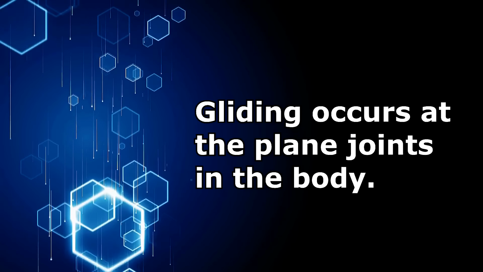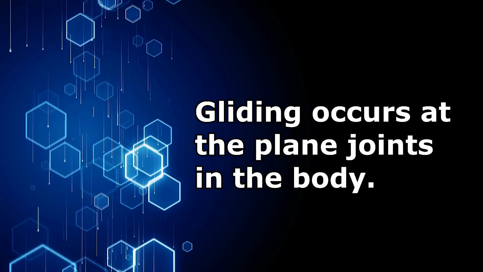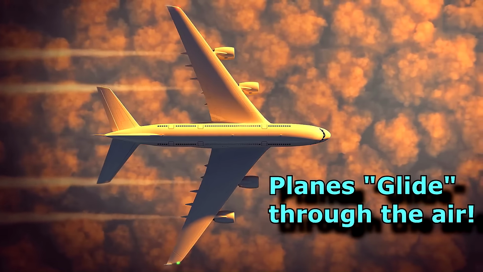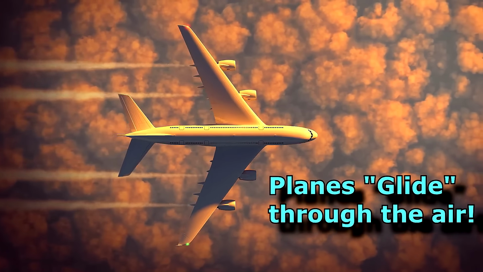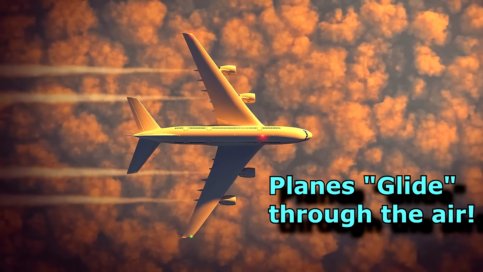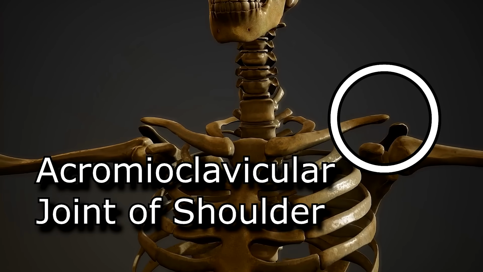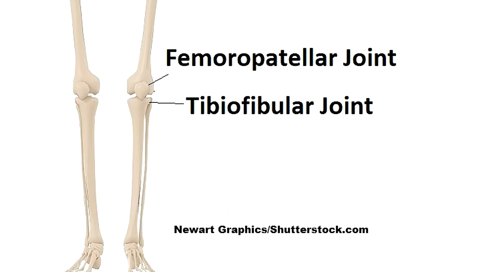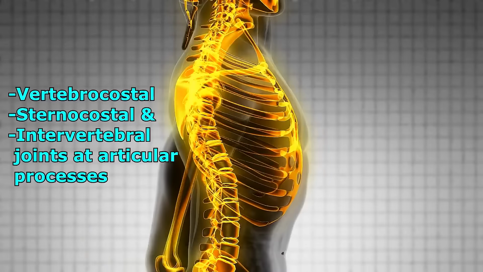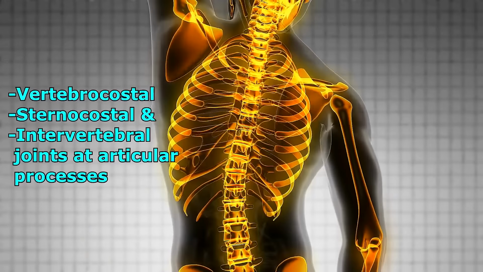However, gliding can also occur in the other plane joints of the body. And a simple way to remember which joints allow gliding: a plane joint, think of an airplane gliding through the air, so the plane joints are going to allow gliding. Some examples of joints that do this are the sacroiliac joint of the pelvis, the acromioclavicular joint of the shoulder, the femoropatellar joint, the tibiofibular joint, the vertebral costal and sternocostal joints of the ribs, as well as the intervertebral joints of the spine.